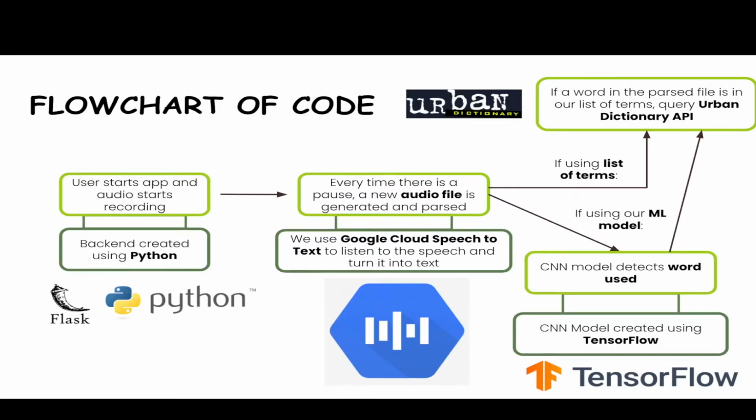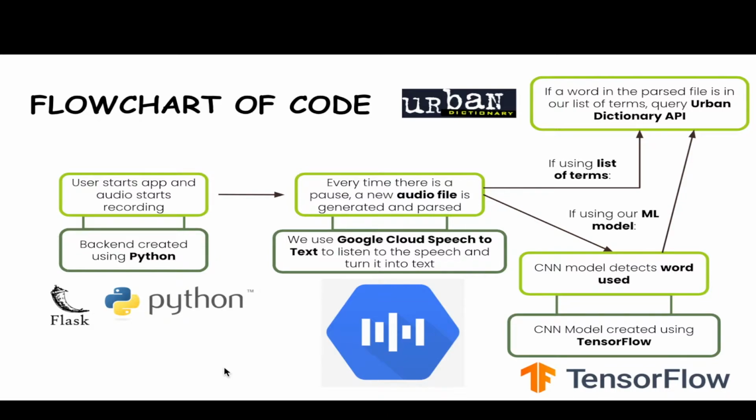So let's go through a flowchart of our code. First the user would start up the app and the audio would start recording, and this was created in Python and Flask. Every time there is a new pause, a new audio file will be generated and parsed. And we use the Google Cloud speech-to-text API to listen to the speech and turn it into text.